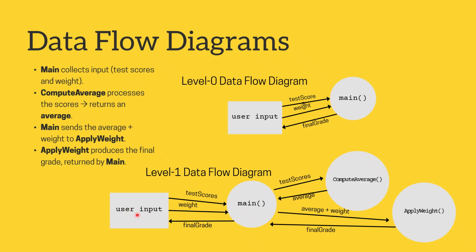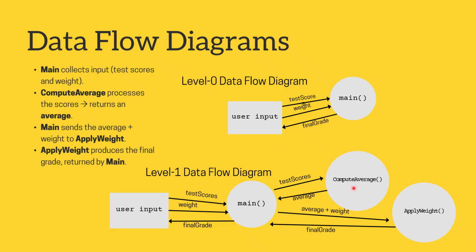But again, the user inputs the test scores and the weight. It goes into the main, and then what happens within main sends the test scores to the compute average function. And that compute average function is going to send back the average. Then main is going to take that average, add it to the weight that was sent, and send it to this function that's called apply weight. Then apply weight is going to send back the final grade, and then main is going to send back that final grade to the user input. So again, this is a level 1 where we've broken down the major process.